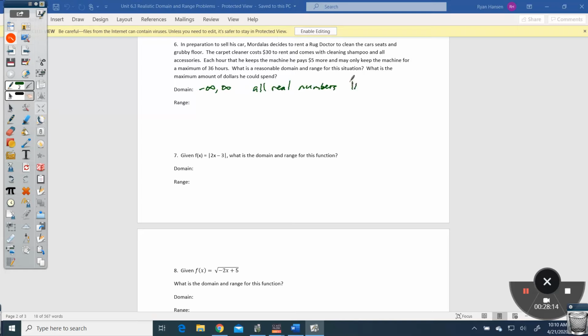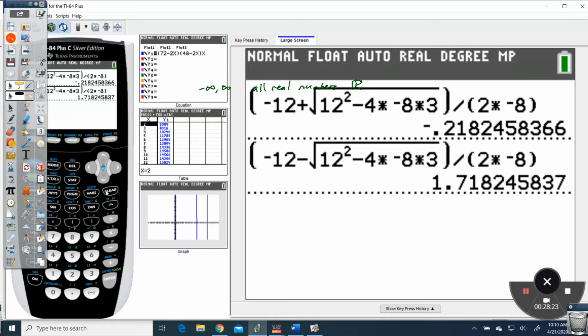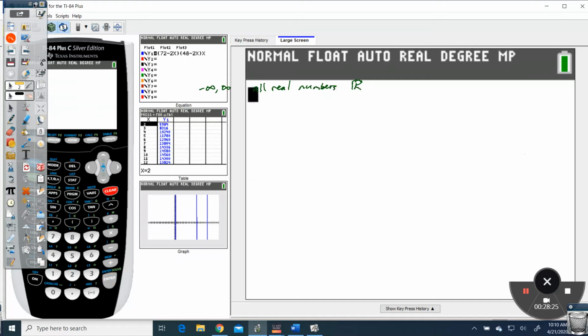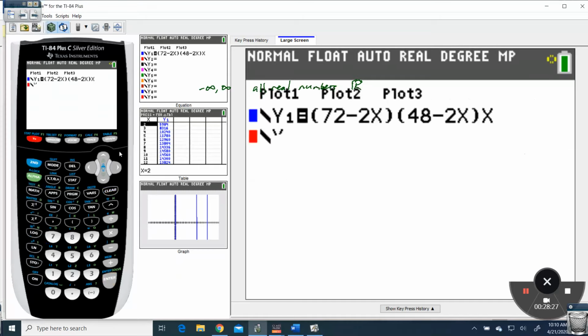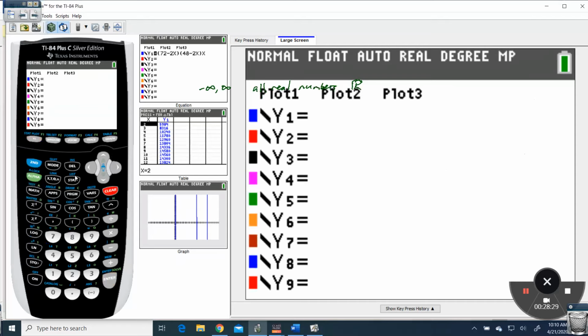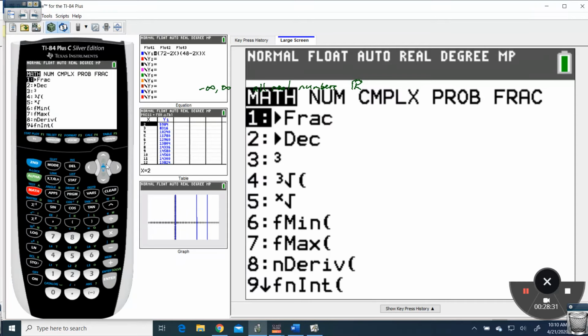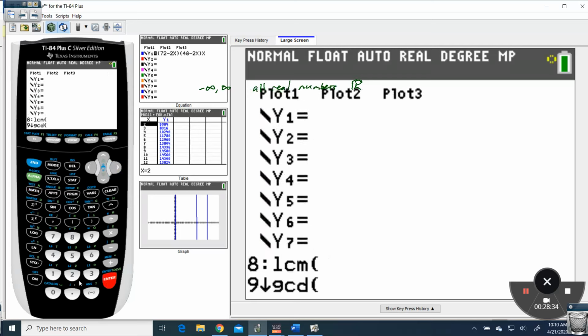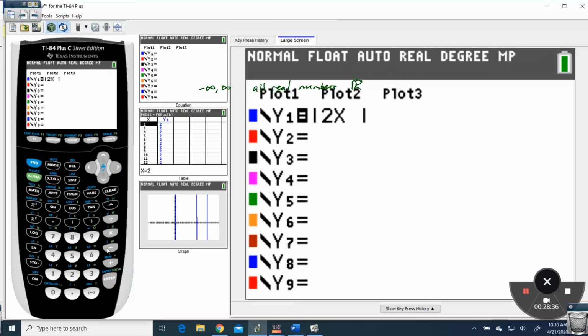And that would be this little symbol. The range, on the other hand, when we looked at this, let's type it in here just for fun, so you guys can see how they both work. Y equals math number abs 2x minus 3.